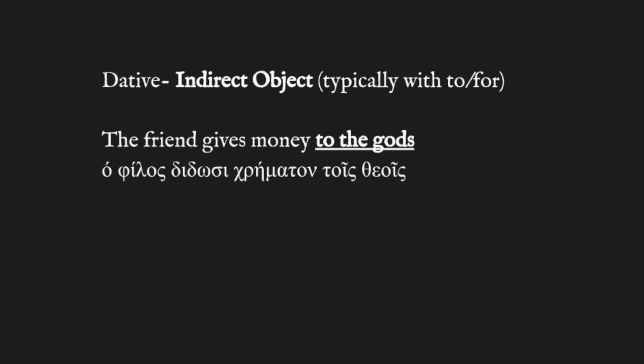They are typically translated with a to or a for. In this sentence, the friend gives money to the gods. The money is being given to the gods, meaning that the gods is dative.